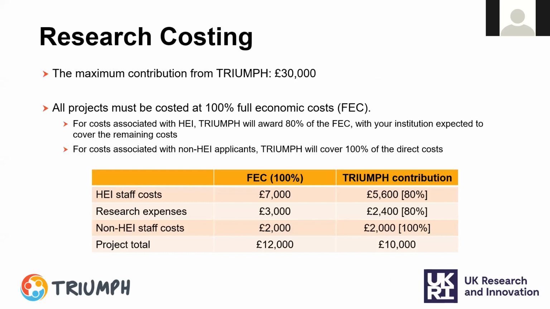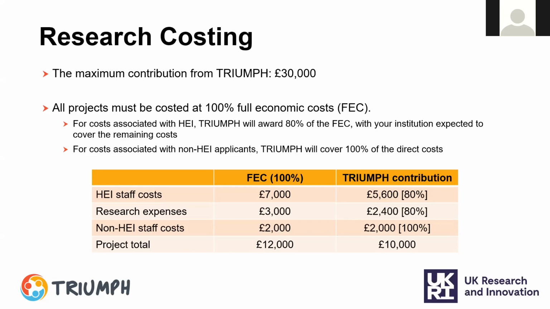So in terms of working out your costing, so the total amount that Triumph can allocate to any project is £30,000. All projects should be costed at 100% of the full economic cost. So this is the actual cost it's going to take to deliver the project. This again is following ESRC's guidance. So Triumph will be able to cover 80% of the costs for academic organisations, so that's staff costs and research costs. But we can cover 100% of the direct costs from non-academic applicants.